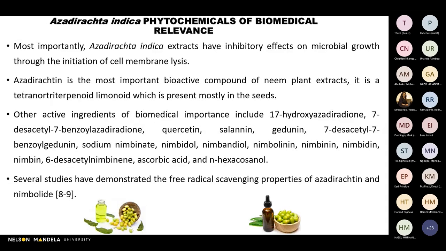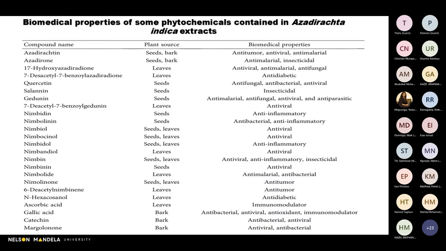Now, this table is a summary of the main phytochemicals of biomedical importance that are present in neem, or Azadirachta indica, extract. And if we look at azadirachtin, it is mostly isolated from extracts that come from the seeds or the bark of the plant. And besides the anti-tumor and anti-malarial properties that it has, it also has antiviral properties against SARS-CoV-2 and other viruses, of course.